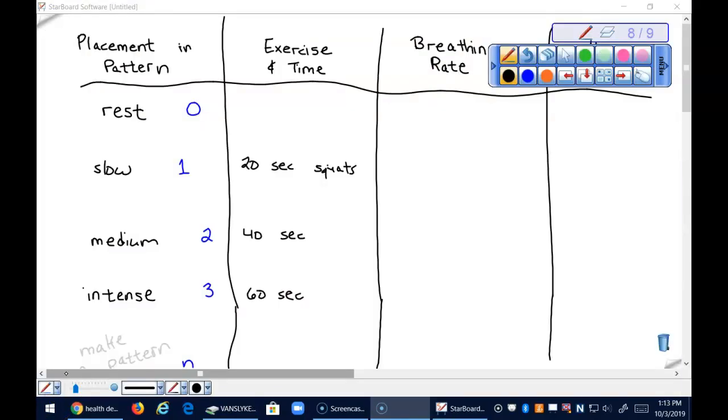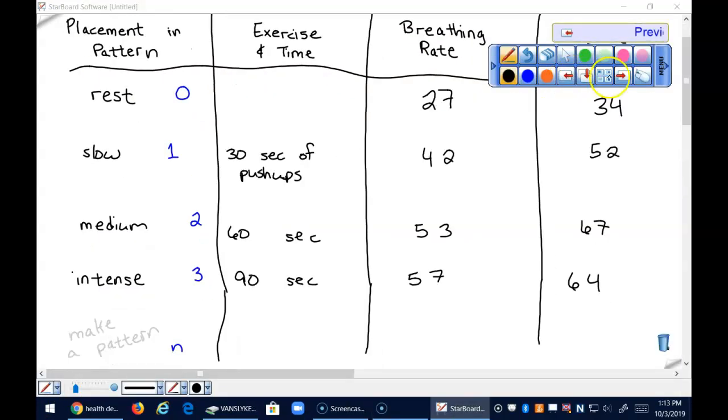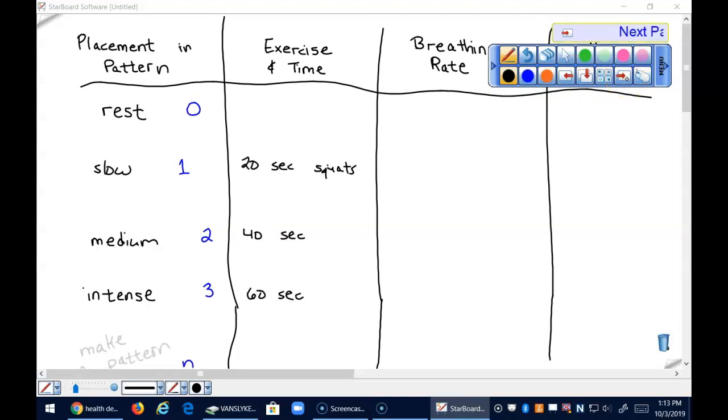Okay, we're back. We wrote a little bit for 2 other groups. We're recording the 3rd group now. Okay, breathing rate? 4, 9, 9, 11. Okay, and heart rate? 23, 30, 36, 39.